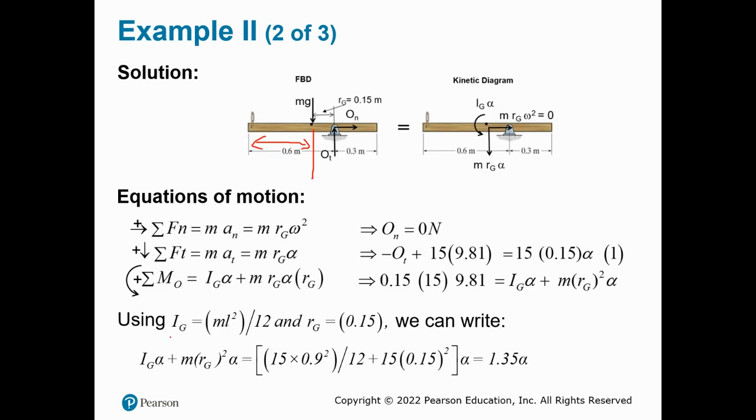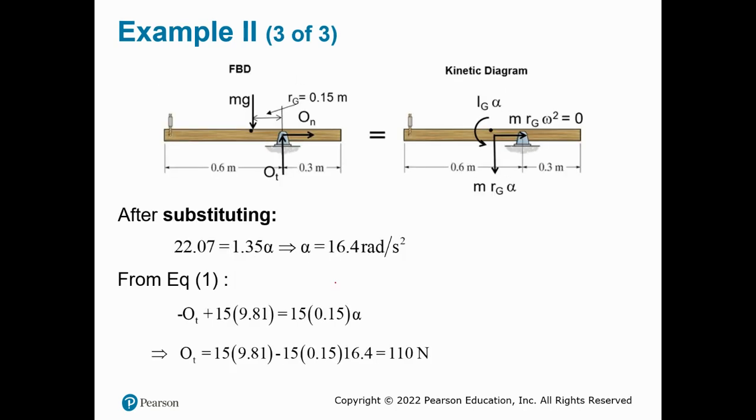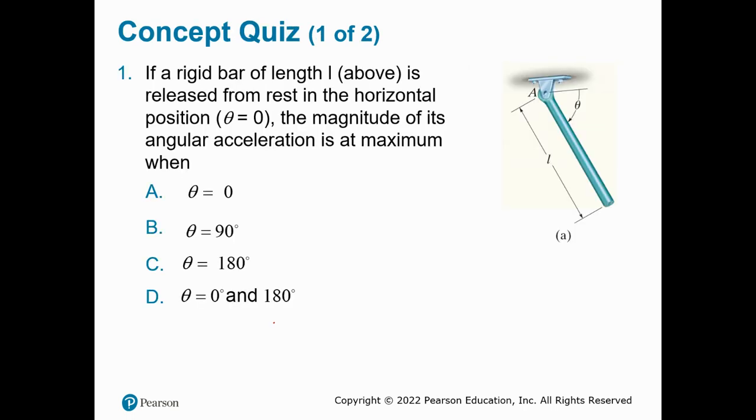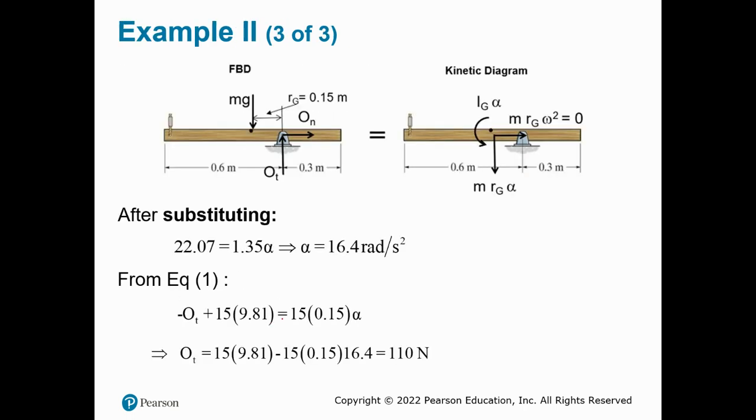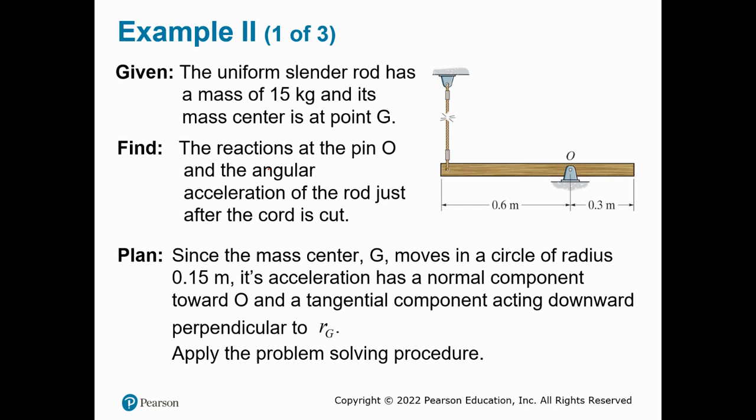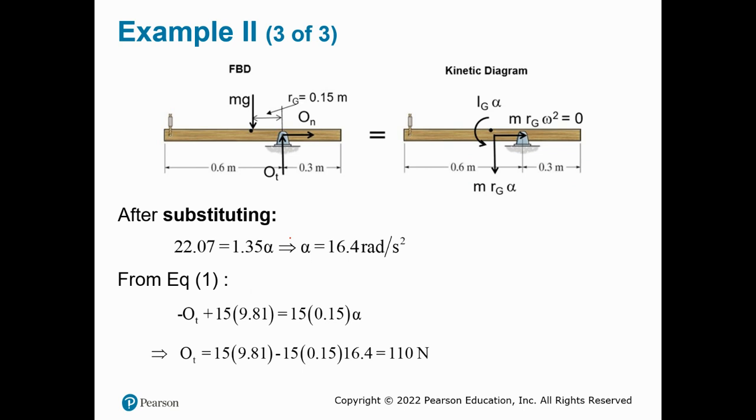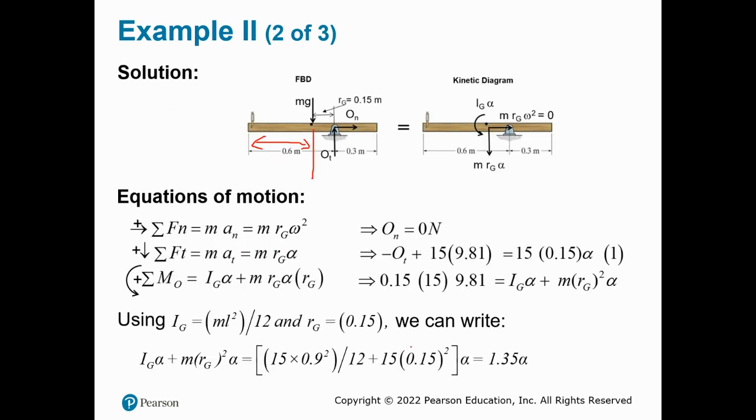Next thing is that we plug in the value of I_G and the r_G of 0.15, and then do the math. I'm not going to go over the math with you, but from three equations we're solving for our unknowns. We can look for the O tangent. Since O normal equals 0, we have a value for O tangent, and we're also looking for the angular acceleration, which is alpha. We plug in here to get the value of alpha.